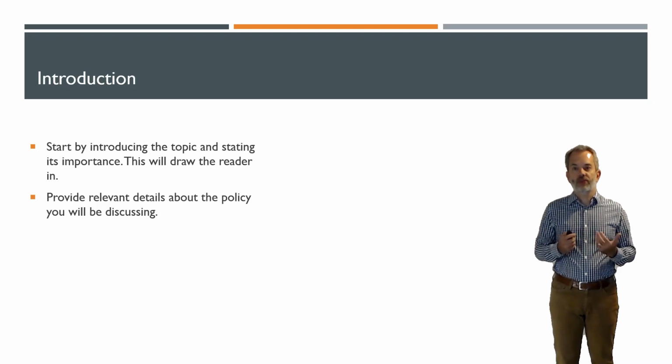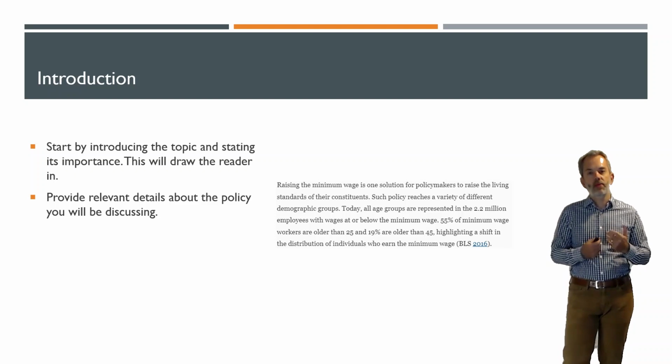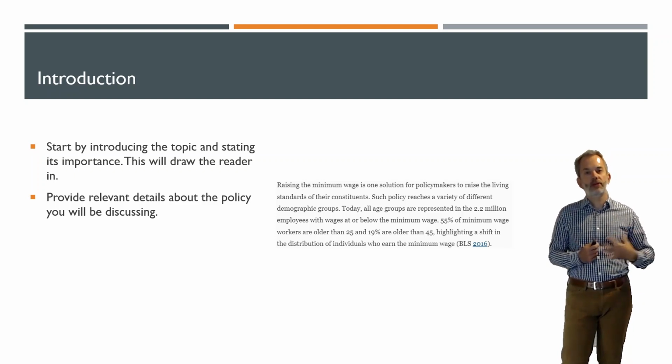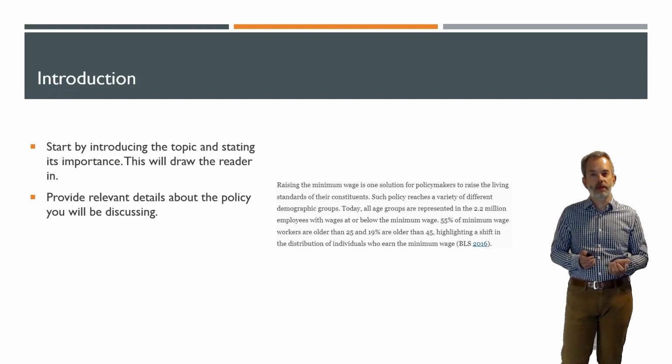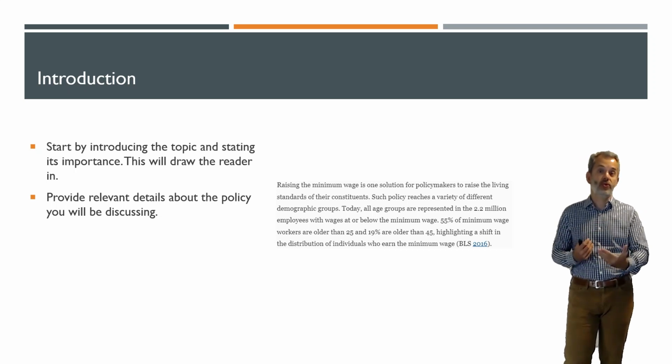The next step is to provide the relevant details of the policy you'll be discussing. What is the rationale for it? Why are people doing it? So again, turning to our example paper, the minimum wage is often motivated as a way to improve living standards for low-income people. So you should think about a similar issue for your research question.